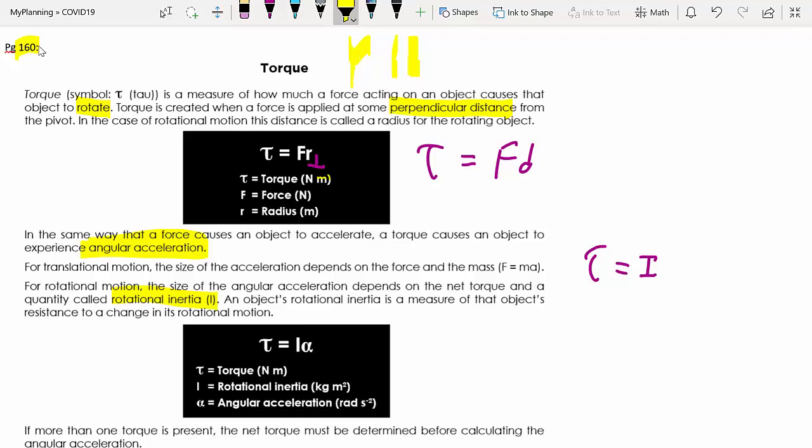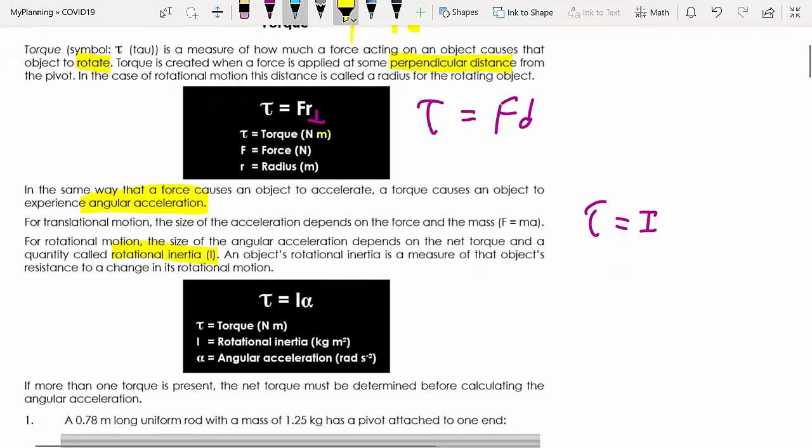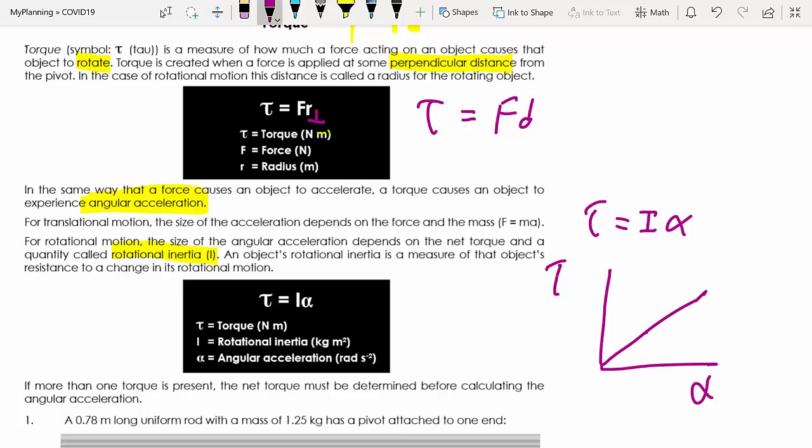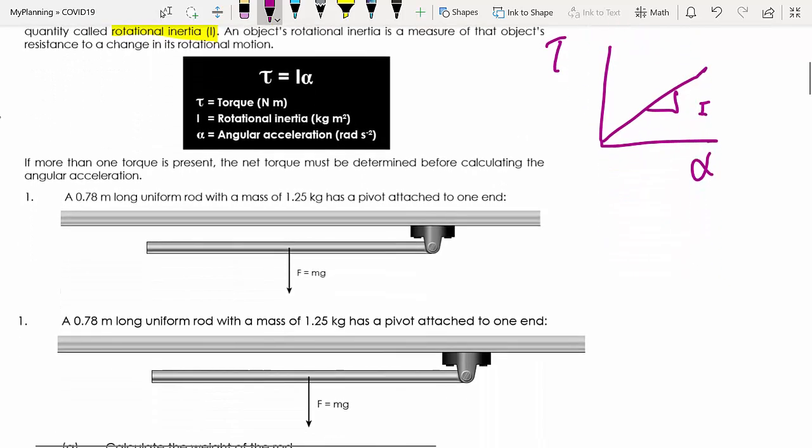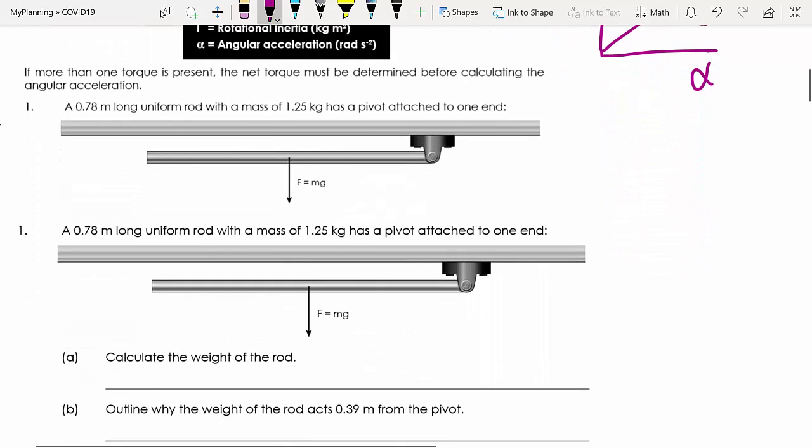And so we get tau equals I alpha, which is a really important equation, and we're going to spend a bit of time drawing graphs of torque versus angular acceleration, where the gradient is going to give us I, but not wanting to jump too far ahead of ourselves. If more than one torque is present, then the net torque must be determined before calculating angular acceleration.